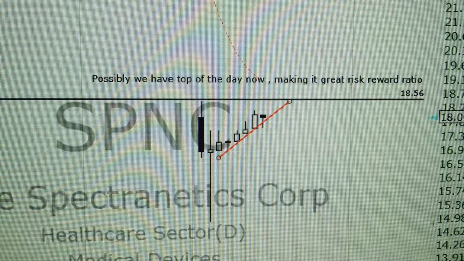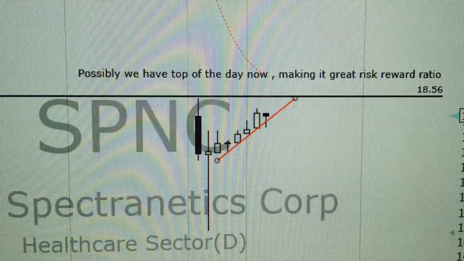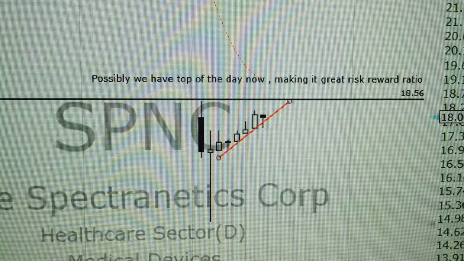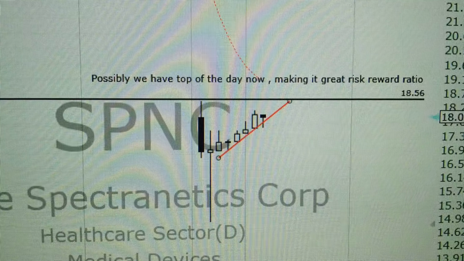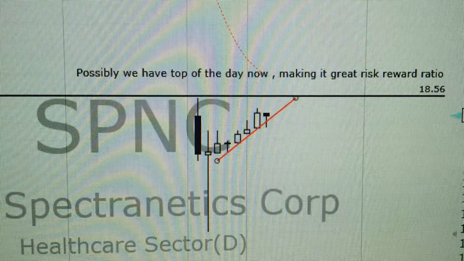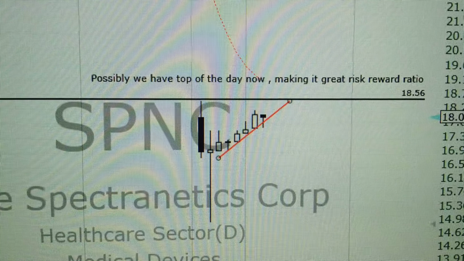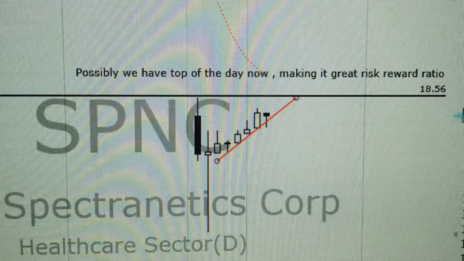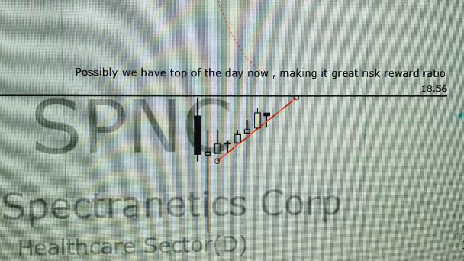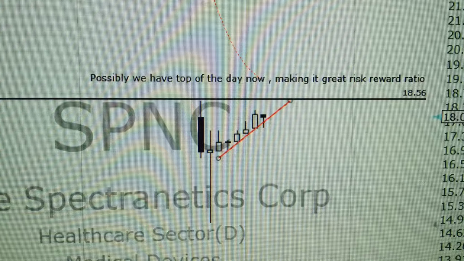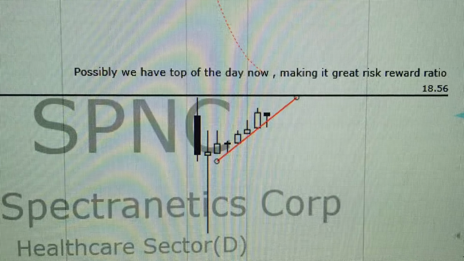And I'm always looking to find when bears and bulls have made the top or the bottom of the day. That gives me conviction in my trade. It becomes a great risk reward ratio candidate, which I really prefer to trade, because I don't want to risk my money around and not know what's the top or what's the bottom of the day.